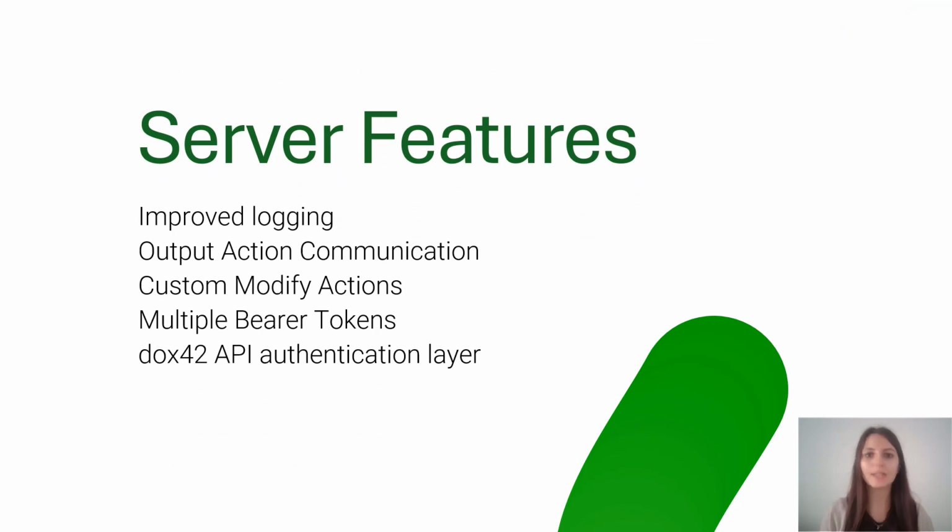On the server side, we've improved logging. We have introduced an output action communication, so you can actually communicate one result of an output action to another one. There's also now a newly added custom modify action. So basically the output, you can modify it and then pass it on. You will now have the possibility to add multiple bearer tokens to your calls. And of course the dox42 API authentication layer.